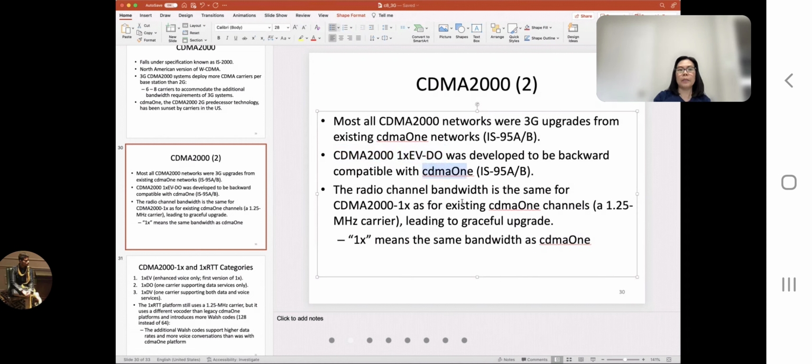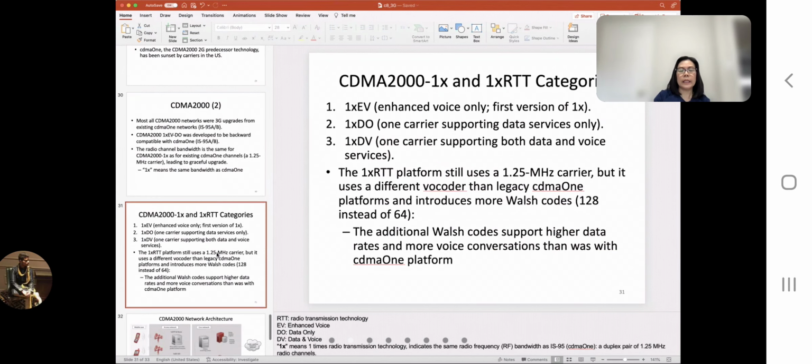And because of that, the radio channel bandwidth of CDMA 2000 1X is the same as the bandwidth for CDMA1, so that they can work interchangeably, work in the same base station. That allows for a graceful upgrade. That means we don't need to change equipment. We only need to change the air interface.